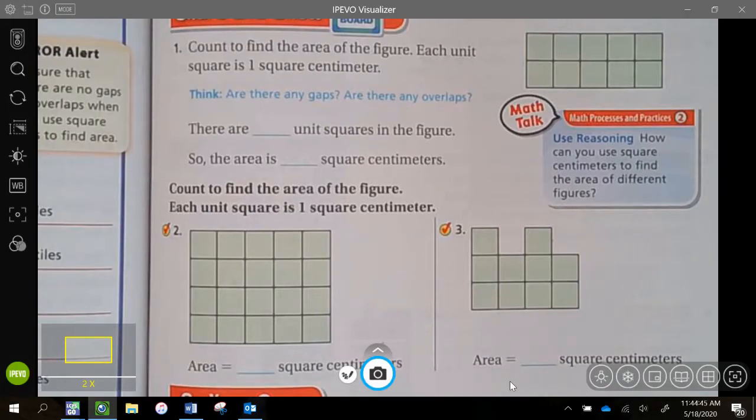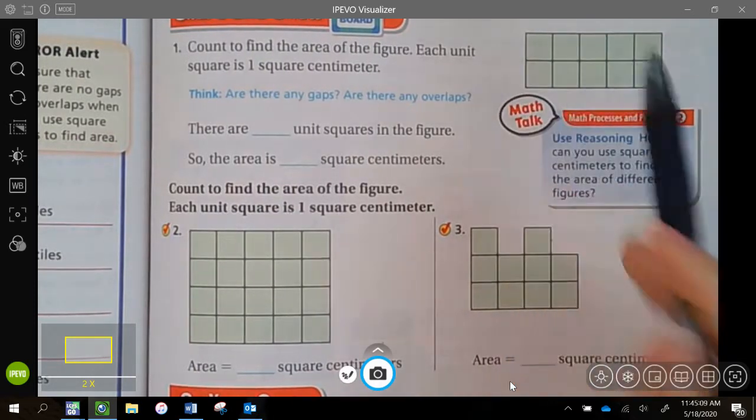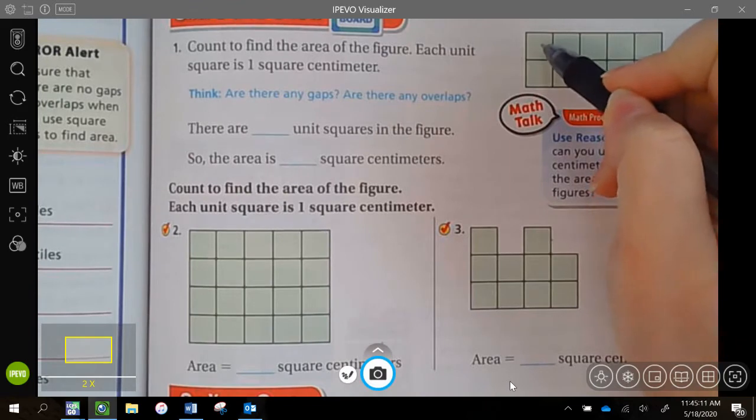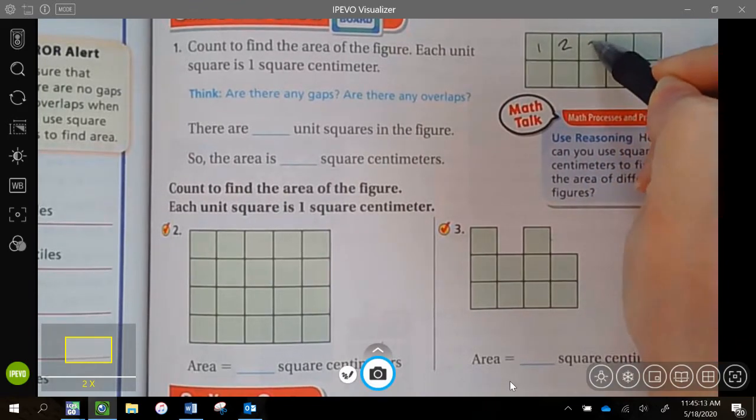Okay, this is our last lesson for this whole hyperdoc this week. We are going to be talking about area, but we're going to talk about area using centimeters and inches. So if we look here, it says count to find the area of the figure. Each unit square is 1 square centimeter. So if we look up here, we can count. And you can write the numbers inside if you want.